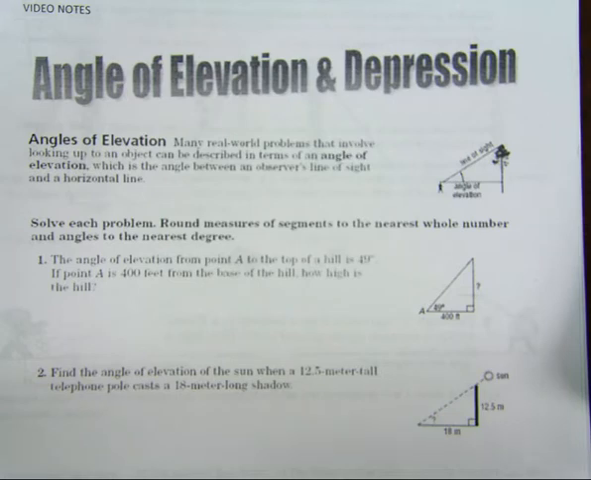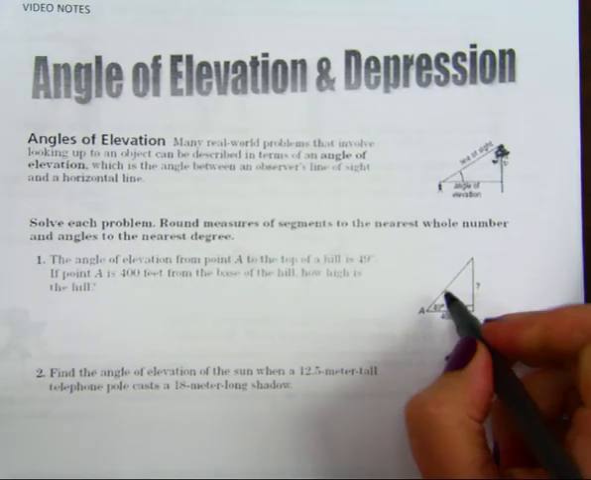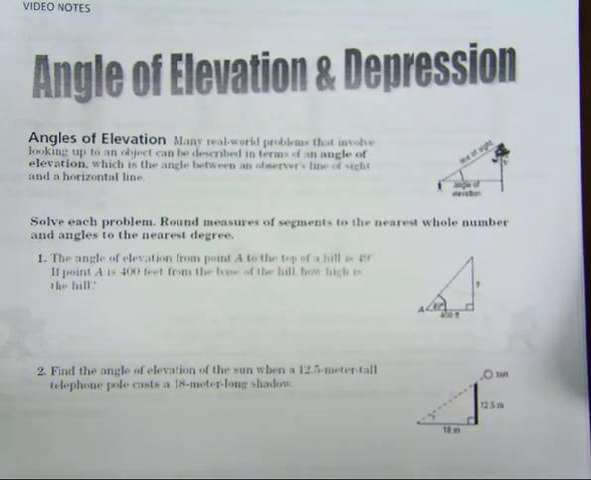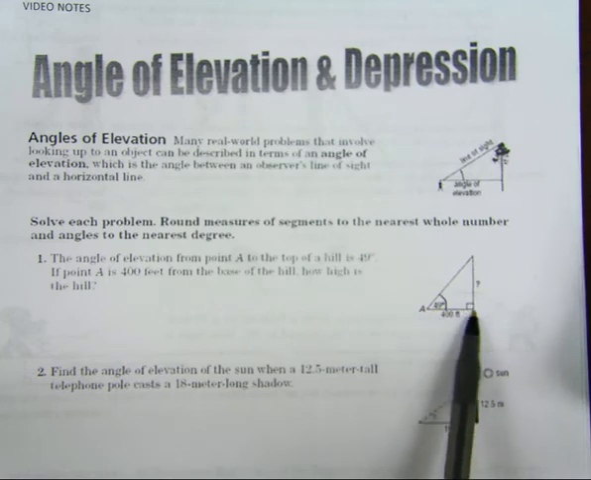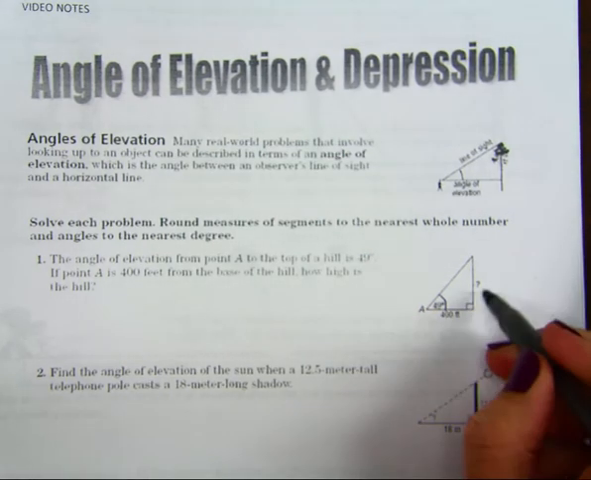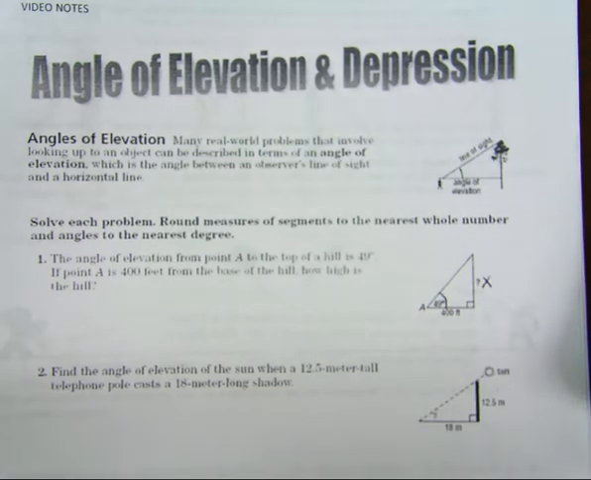All right, so the first example that we're going to look at says the angle of elevation from point A to the top of a hill is 49 degrees. So this angle right here is 49 degrees. If point A is 400 feet from the base of the hill, how high is the hill? So we're looking for the height of the hill, so we'll call that x.